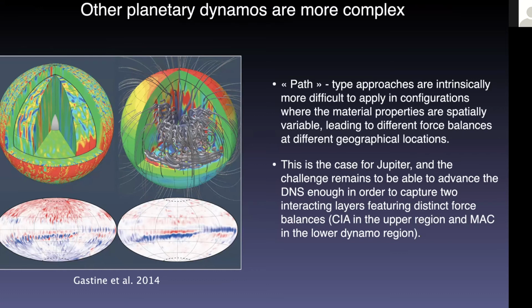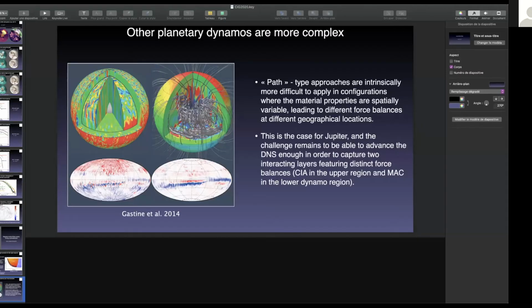And here the challenge remains to be able to really advance direct numerical simulations enough in order to, in the case of Jupiter, capture two interacting layers that feature completely distinct force balances. One where inertia plays a key role in the upper region, so Coriolis, inertia, Archimedes, and down in the dynamo, in the metallic hydrogen dynamo region, we are closer to an Earth-type MAC balance, or at least we should be. So this is where the challenge lies, being able to interconnect those two regions. And for that, advanced computing capabilities are still needed.